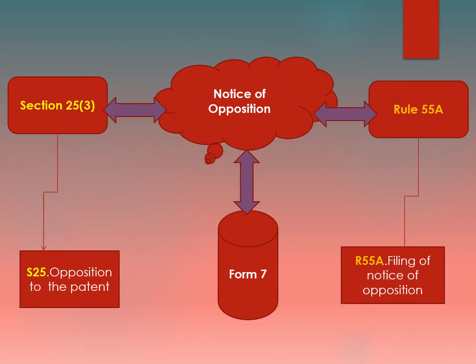Next we'll go to form 7. The title is notice of opposition. The section related is section 25 subsection 3 and the rule related is rule 55A. Section 25 is opposition to the patent and rule 55A is filing of notice of opposition. So we can find out here the keyword is opposition.